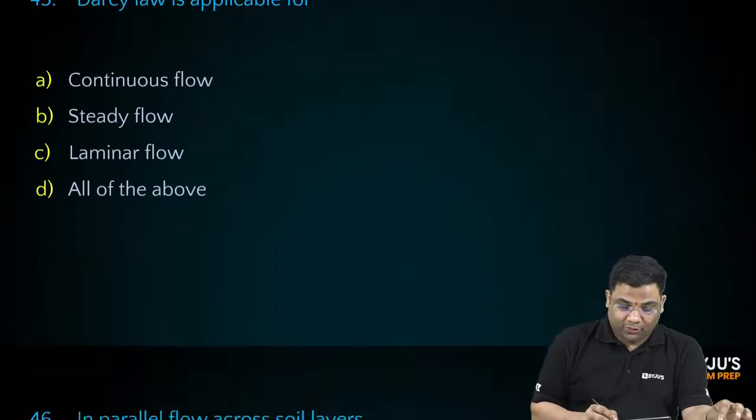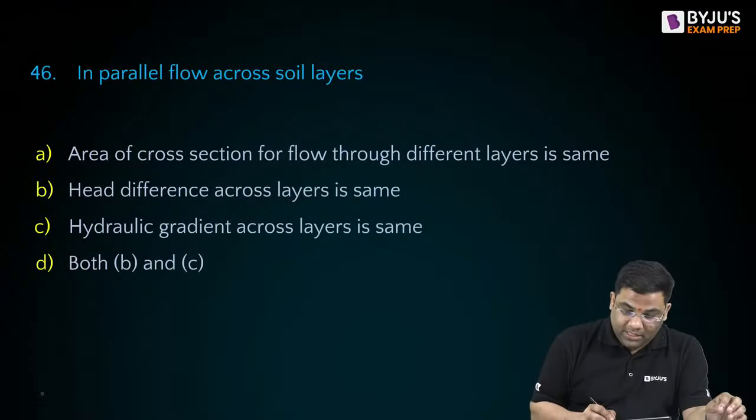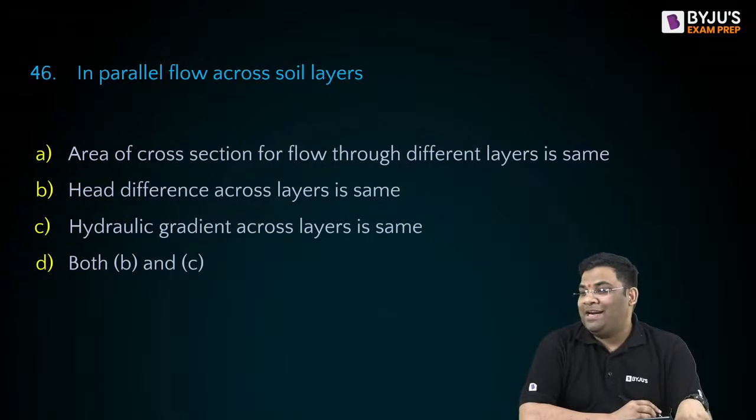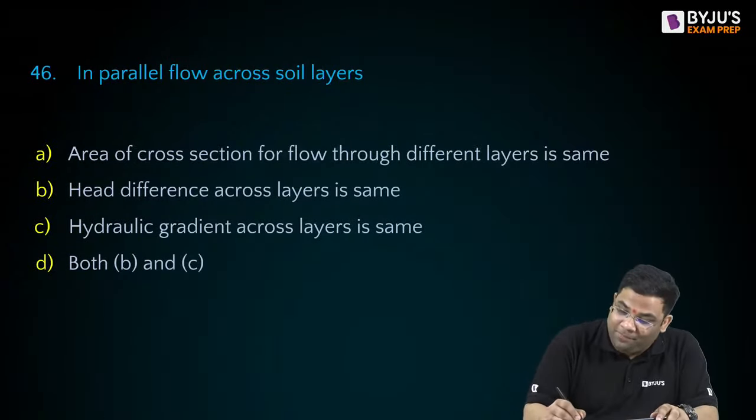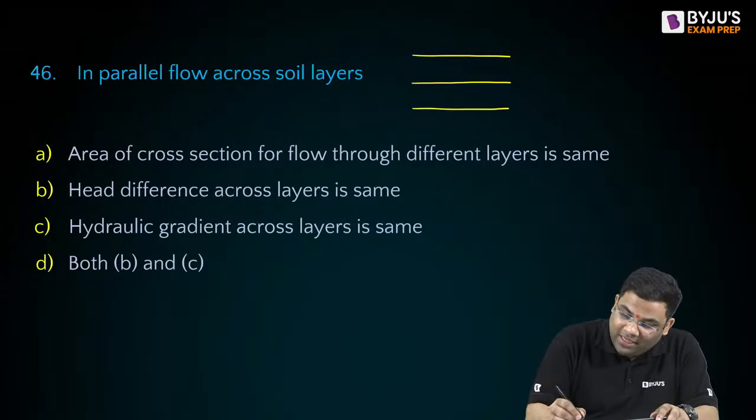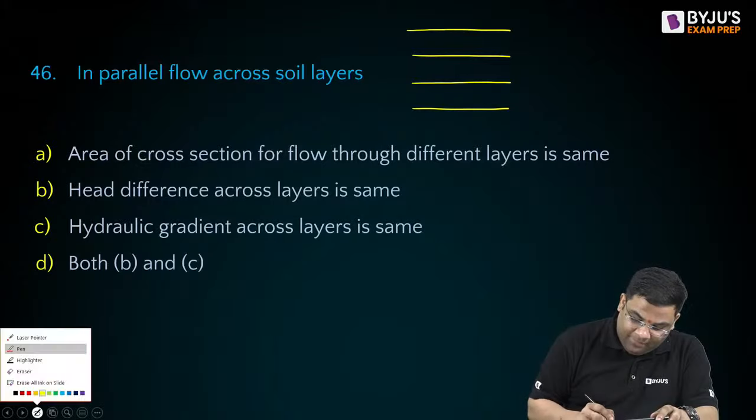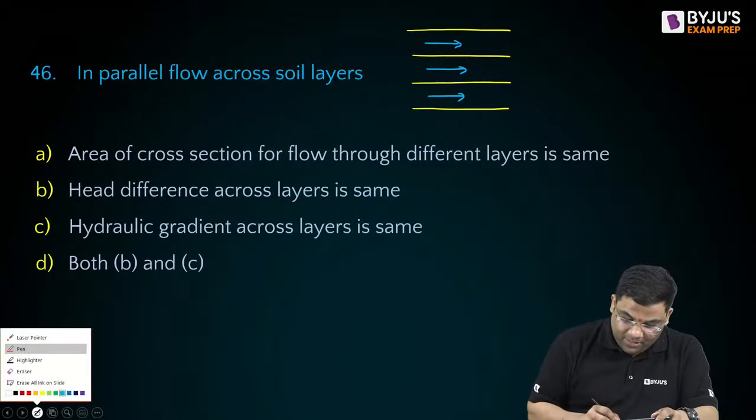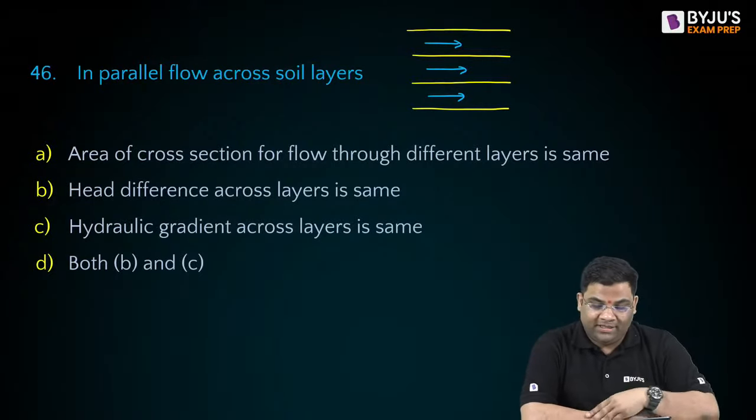Okay, let us solve the next question, the 46th question. In parallel flow across soil layers. Okay, let us answer this question. Parallel flow means when the flow is happening parallel to the surfaces, or you can say layers. Okay, what is the same and what is different?